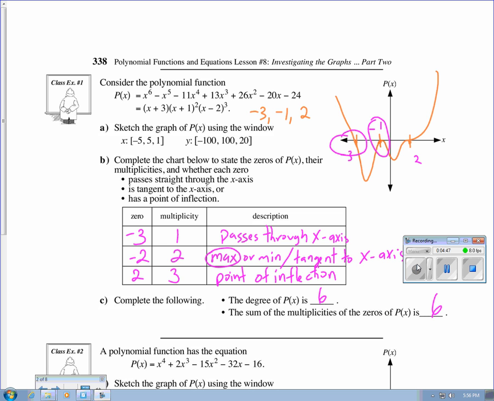Sorry about that. The degree of the polynomial is 6. That's the highest exponent in the polynomial. And if I sum the multiplicities, it's also 6, and that should always be true. There's one more example down below. Try and enter it in your calculator and see if you can identify how the x-intercepts are acting.